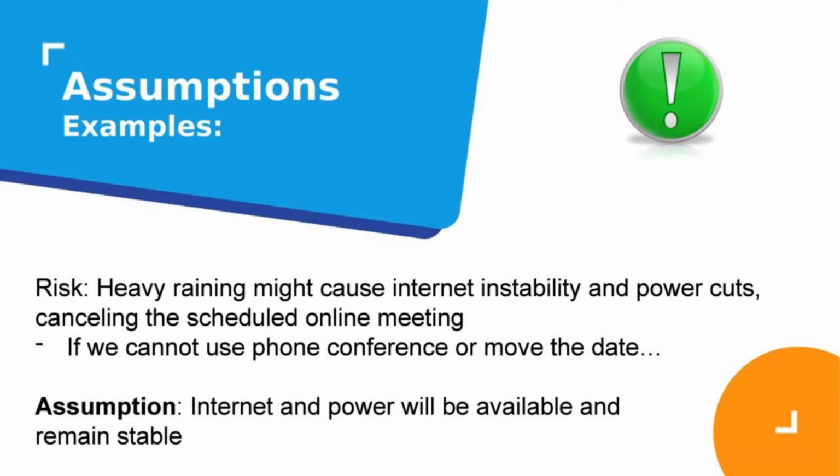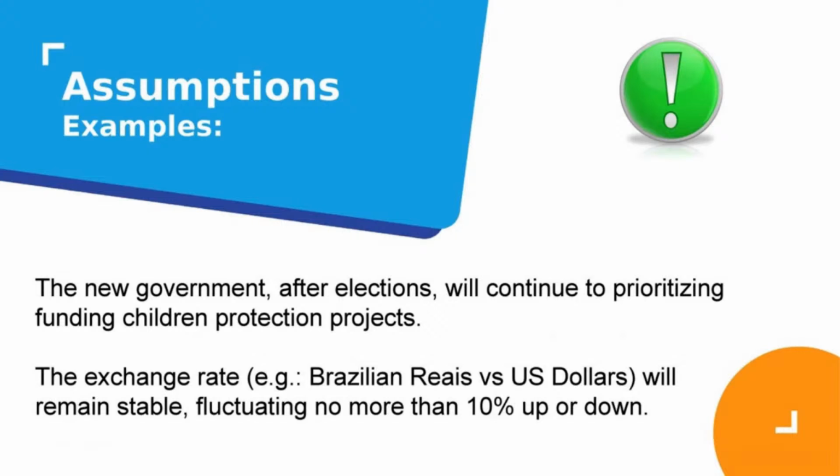In this case, the activity or the project or the task will be canceled because the assumption did not hold as we anticipated. Another example: the new government after elections will continue to prioritize funding for children protection projects. Let's say that the government changed. After elections, we do not have the funding, so the project will be completely canceled or affected or reduced. So it is an assumption that is not in our governance. It's something that's out of our control. You can't control the results of the elections. And you need that to continue in order to secure the funding for the project that you have.